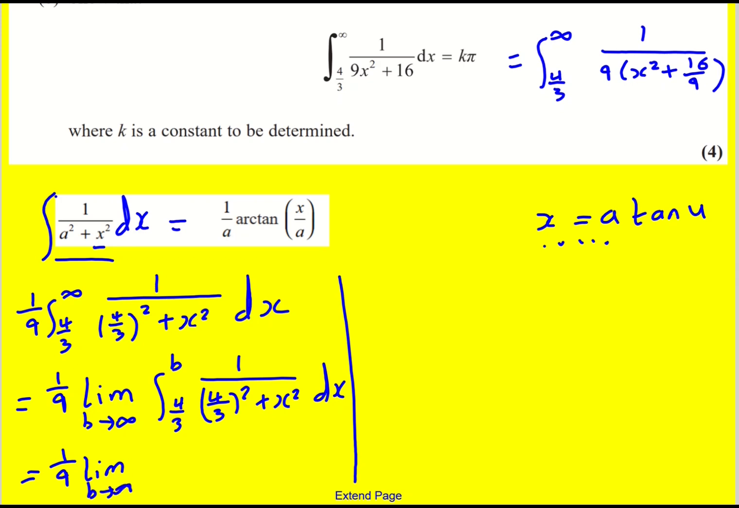Okay, now we can do the integral, and we're going to get 1 over 4 over 3. So that's actually going to become 3 over 4. Then it will be inverse tan of x, again, over 4 over 3. So it's going to be inverse tan of 3x over 4. And our limits are going to be b and 4 over 3.